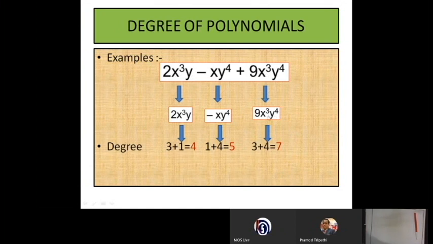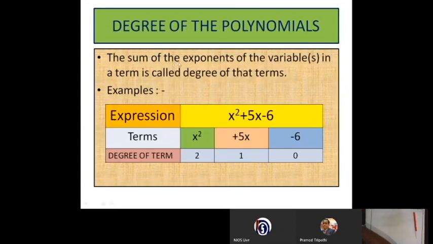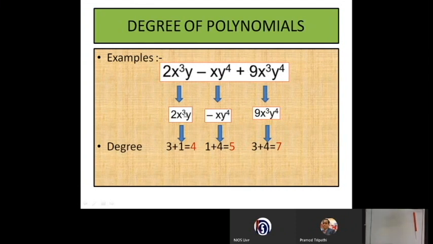But in the case of degree, what was the definition? The sum of the exponents of the variables. Here the variables are x and y. In the first term, the exponent of x is 3 and the exponent of y is 1, so the sum is 3 plus 1, that is 4. In the second term, the exponent of x is 1 and the exponent of y is 4, so the sum is 1 plus 4, that is 5.